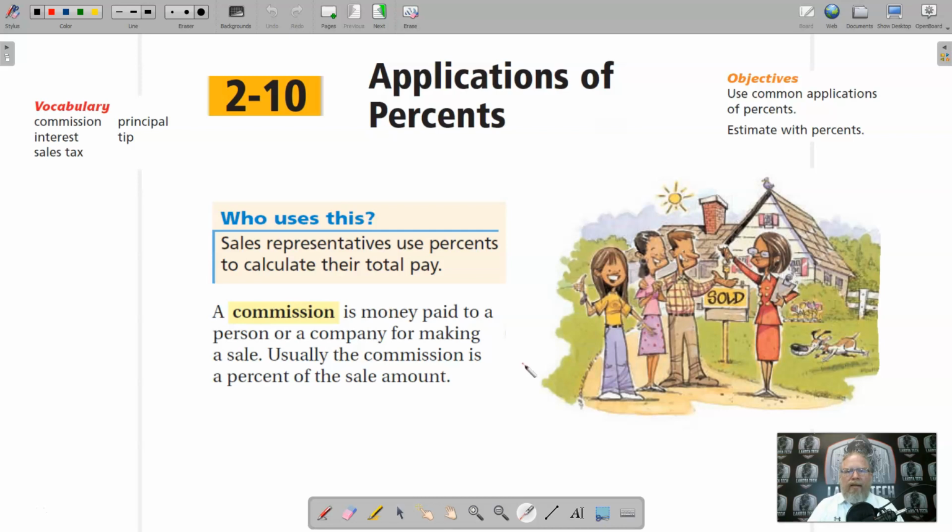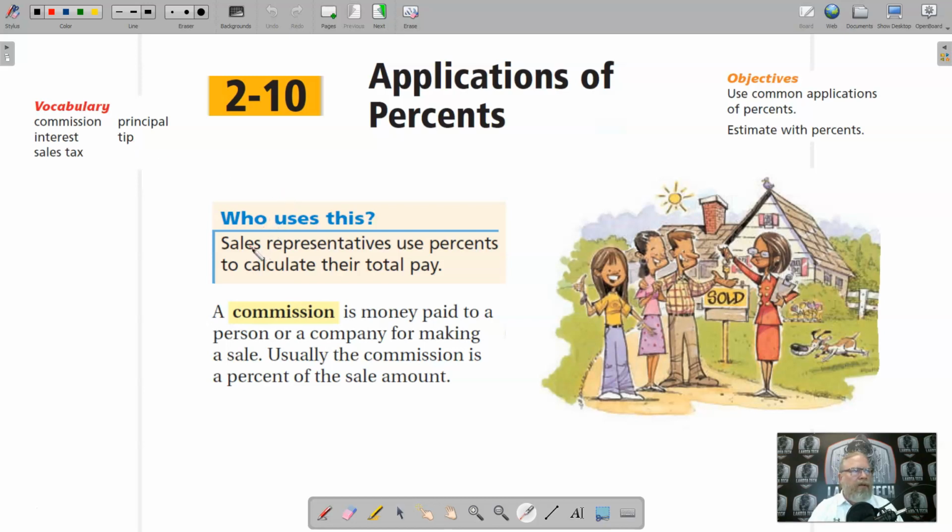Hello, this lesson is for Algebra 1, Chapter 2, Lesson 10. It is titled Applications of Percents. The objective for this lesson is to use common applications of percents and also to estimate with percents. The vocabulary for this lesson is commission, interest, sales tax, principal, and tip.